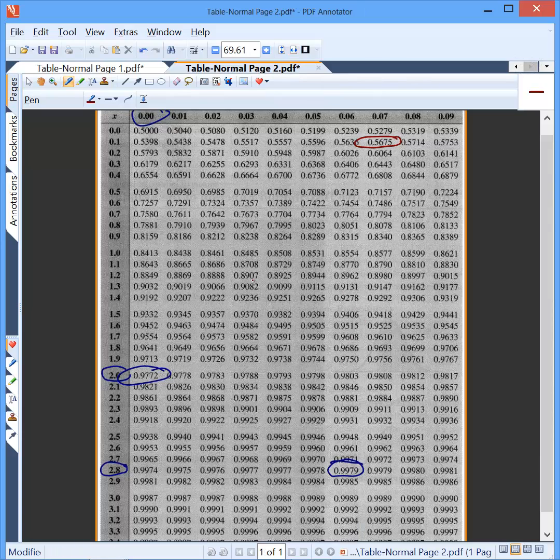So in the middle I'm looking for my 0.8. It's not going to be there exactly, so I'm just going to look for the closest possible value I can come to. 0.7995 is the closest value. So then my z-value is 0.84.